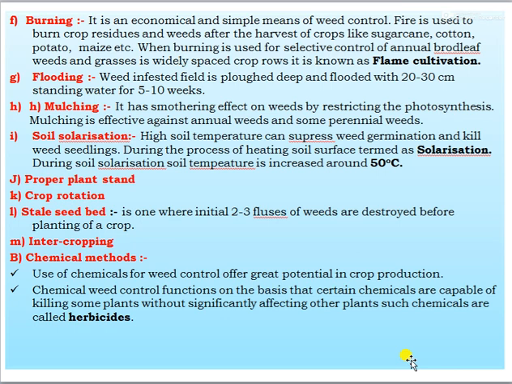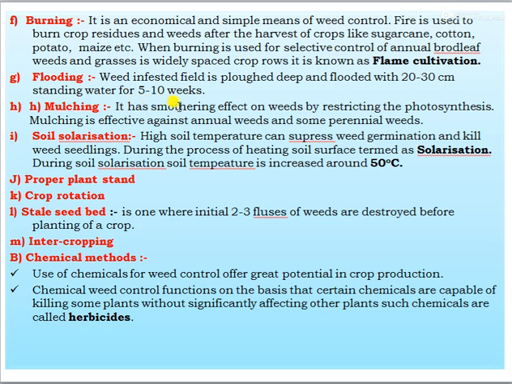The next mechanical method is burning. It is an economical and simple means of weed control. Fire is used to burn the crop residues and weeds after harvest of crops like sugarcane, cotton, potato, and maize. Burning is also used for selective control of annual broadleaf weeds and grasses in widely spaced crop rows, and is also known as flame cultivation. Then flooding, where the infested field is plowed deep and flooded with 20 to 30 centimeters of standing water for 5 to 10 weeks.